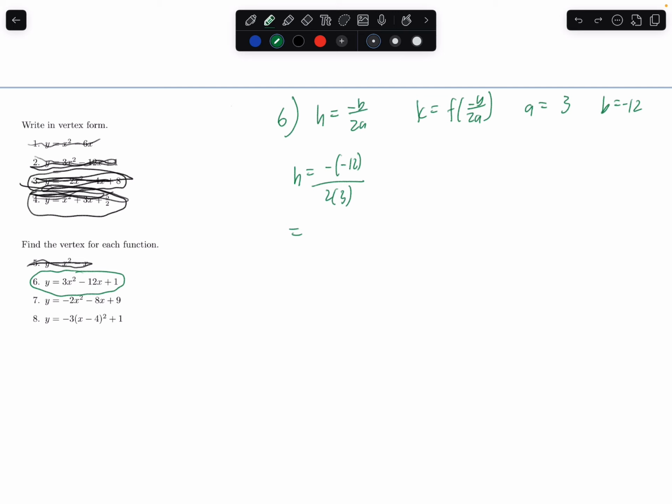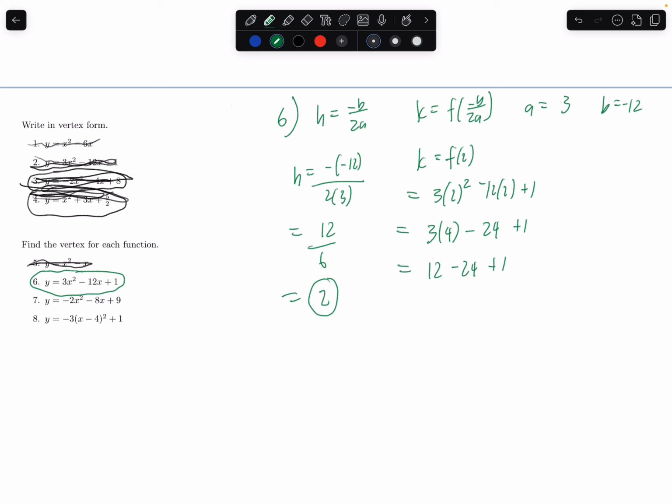What was I saying now? Negative 12 is positive 12. 2 times 3 is 6. That gives you positive 2. Okay, so k is f of 2, which is 3 times 2 squared minus 12 times 2 plus 1. That's 3 times 4, which is 12, minus 12 times 2, which is 24, plus 1. So 12 minus 24 is negative 12, plus 1 is negative 11. So my vertex is 2, negative 11. That question is done.